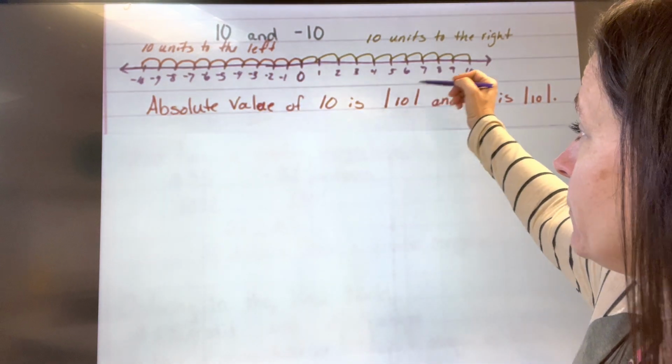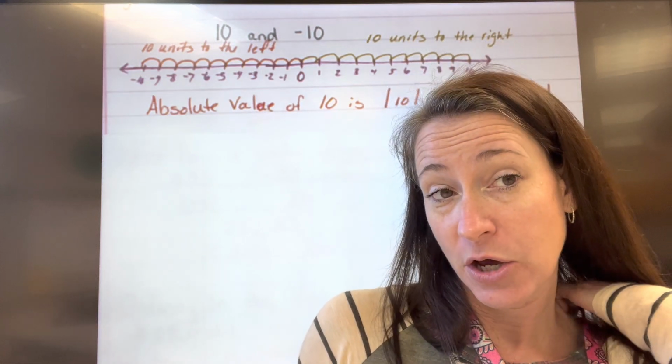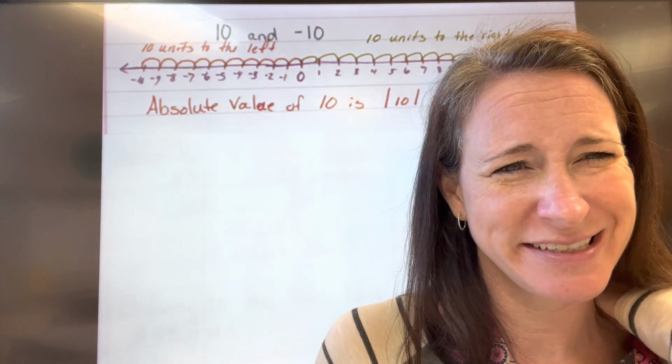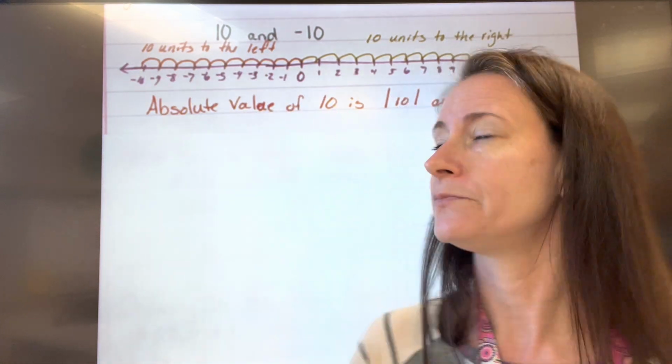And we notate that by putting 10 in the middle of a set of parallel lines. So it's kind of like putting it in parentheses, but they're straight instead of curved. Boop. Okay.